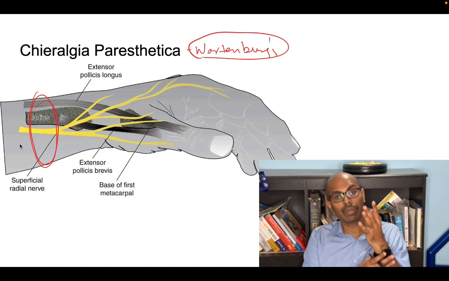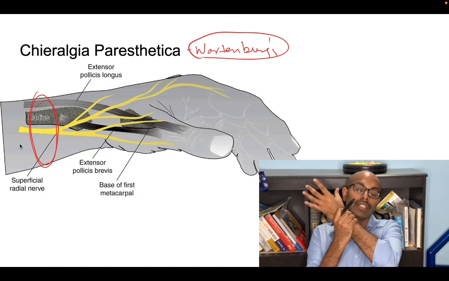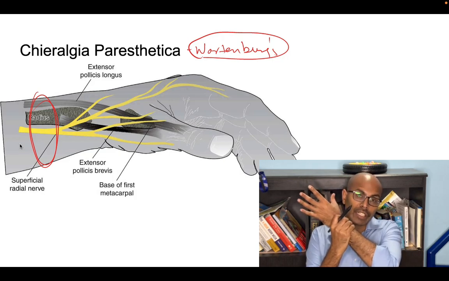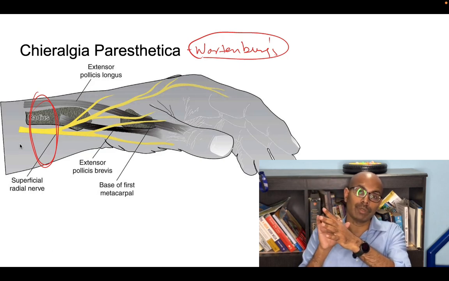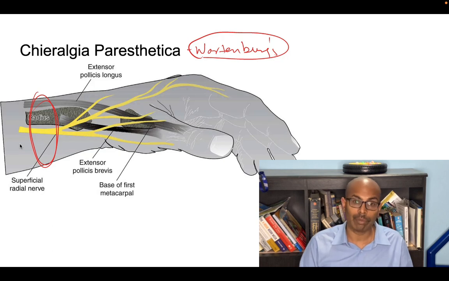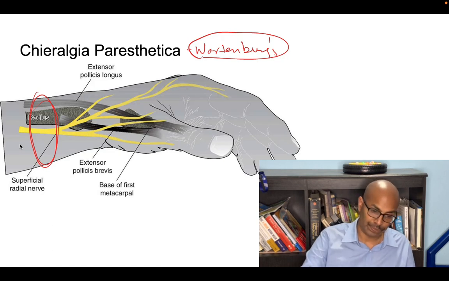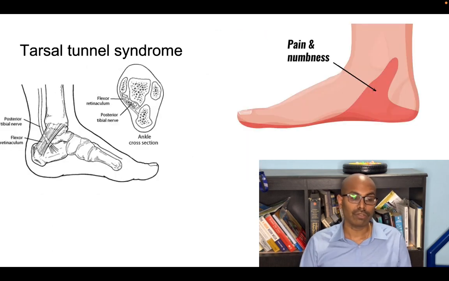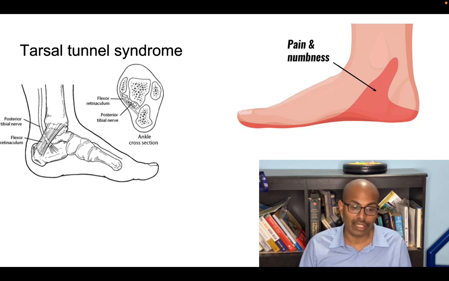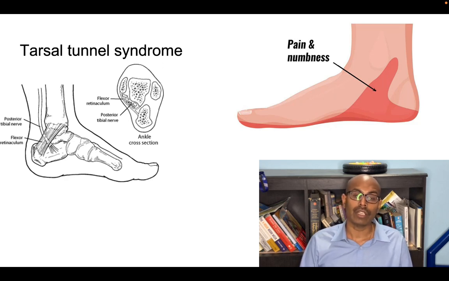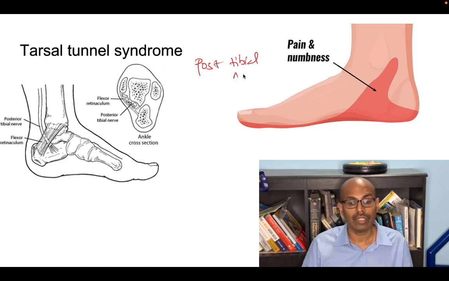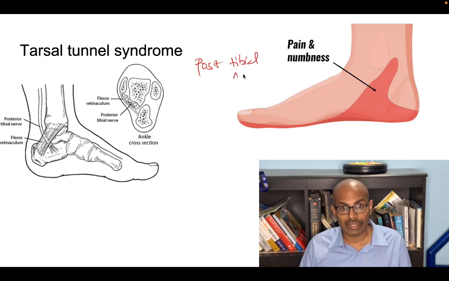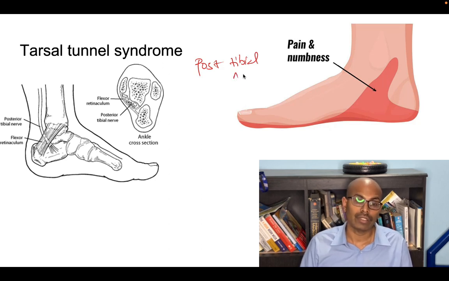So when there is compression of the superficial radial nerve, because of a tight watch or some kind of compression there, it can cause numbness in the first web space, and this is called Chieralgia Paresthetica or Wartenberg syndrome. Next, coming to the foot, what is called tarsal tunnel syndrome? Tarsal tunnel syndrome is compression of the posterior tibial nerve in the tarsal tunnel.